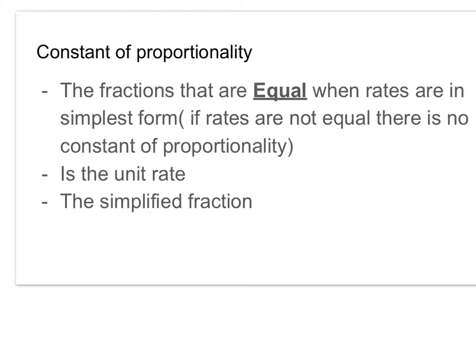Constant of proportionality is just a big fancy word for the fractions that are equal when the rates are in simplest form. If you keep simplifying it down and it's the same fraction, that same fraction is the constant of proportionality. If the rates are not the same or not equal, then there is no constant of proportionality. So it's basically the unit rate, the simplified fraction. It's just a fancy word for that.